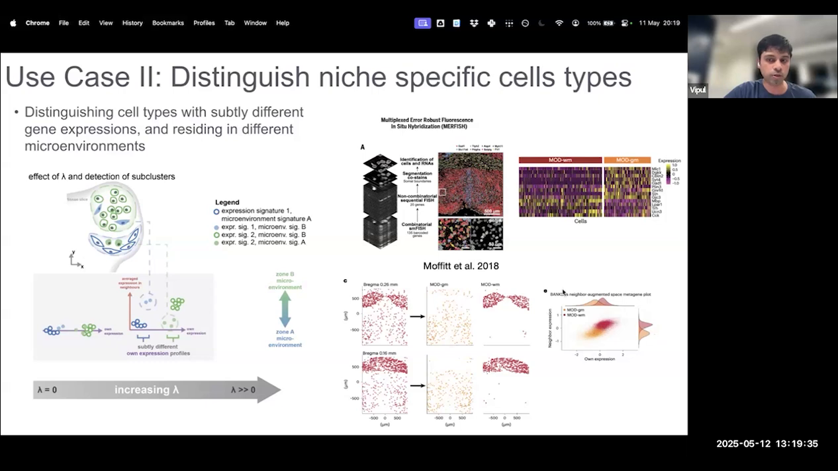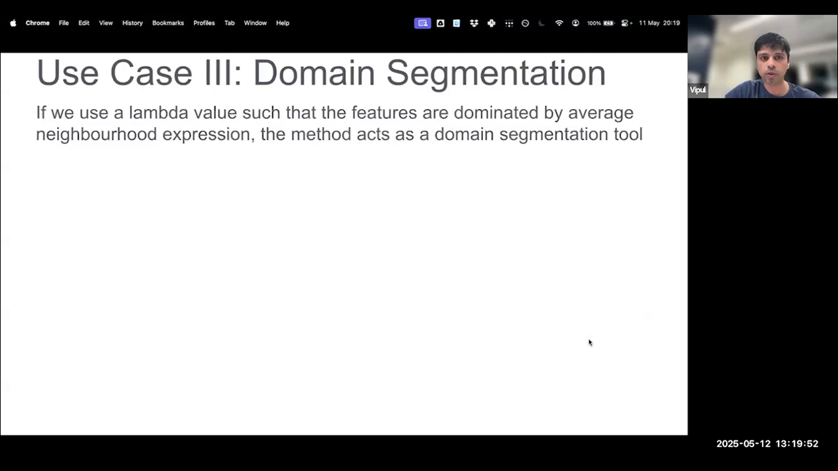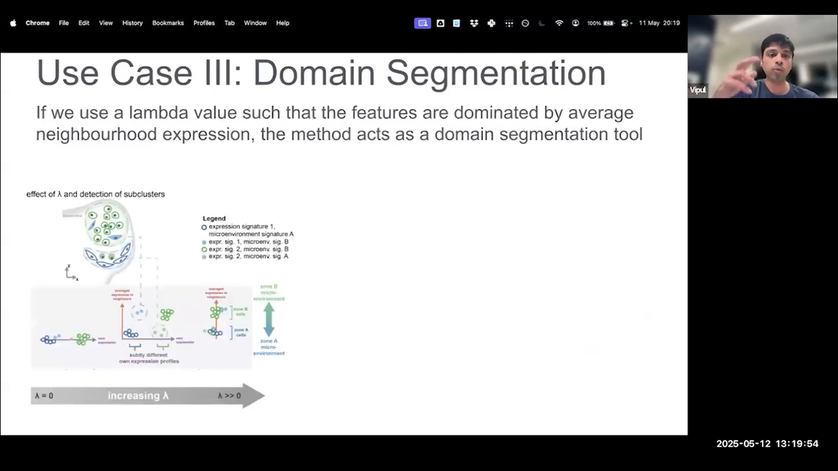But when you lift it to this joint neighbor-own expression space, the neighborhood distributions are different enough that a method that sees this distribution can easily cluster these into two subpopulations, right? Okay, so the next thing is now we switch from cell typing to domain segmentation.